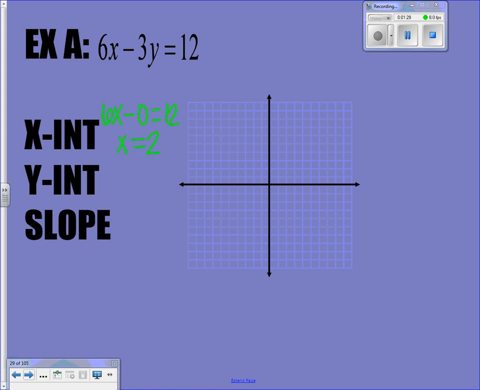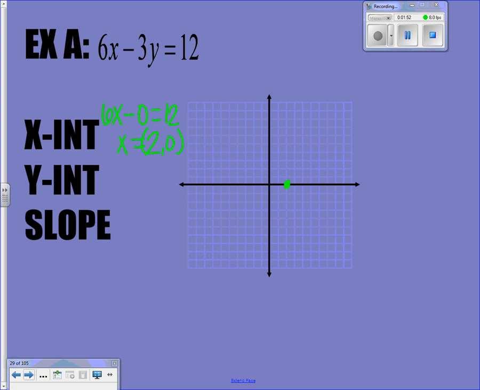Now that should make sense because if I plug in 2 for x, I would have 6 times 2 minus 0 equals 12. Well, that obviously is an ordered pair that works as long as y is 0. Well, the x-axis is over here, so that means here's 2, 0. If it helps you to see that as the ordered pair 2, 0, that should make sense.